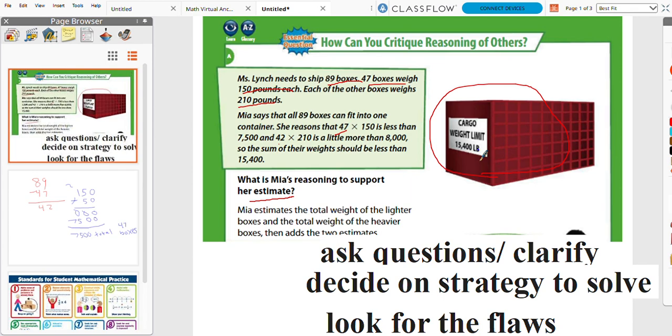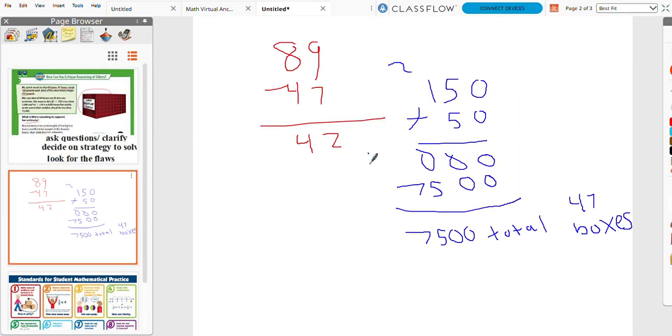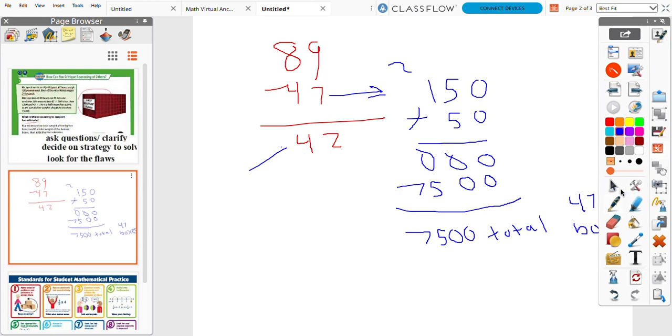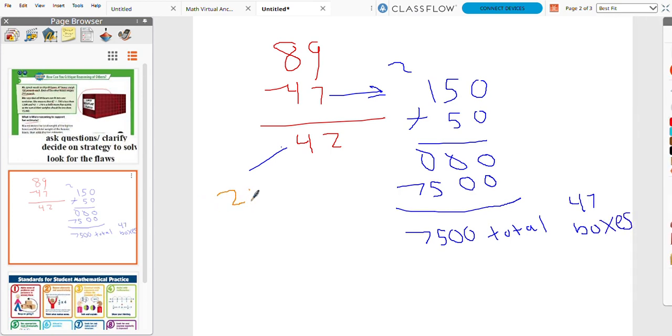We know one set of boxes. Now we need to figure out the weight for those boxes that weigh 210 pounds. So 210 pounds, and we figured out that it would be 42 of these boxes, right? Here were those 47 we did for that problem. Now we've got to do 42 for this problem. I'm going to do this one in orange. So 210 pound boxes, and we have 42 of them. I'm going to round that to 40. That rounds down to 40, right?